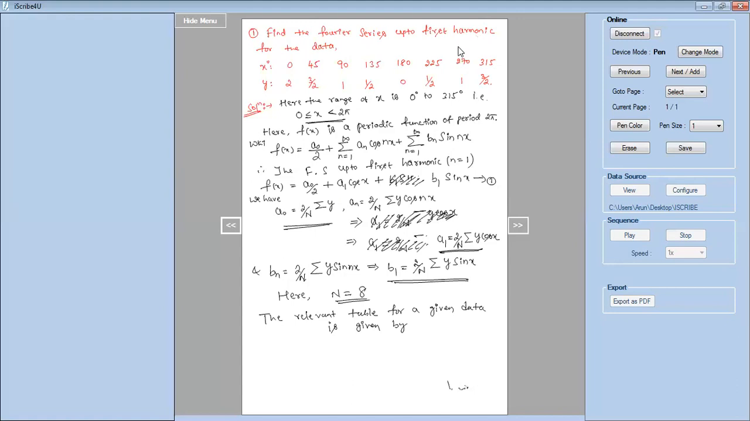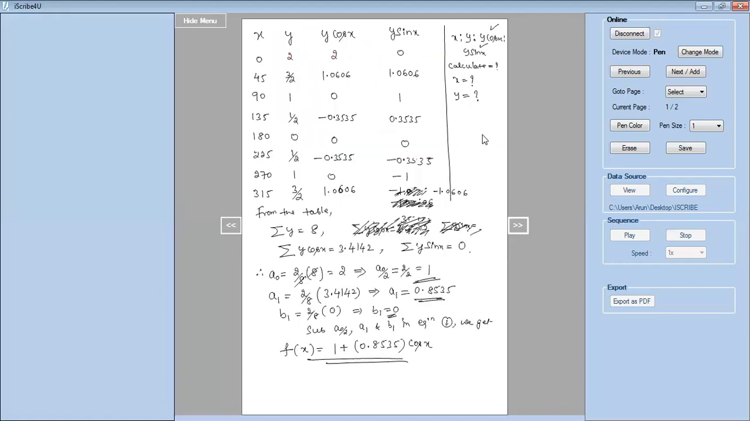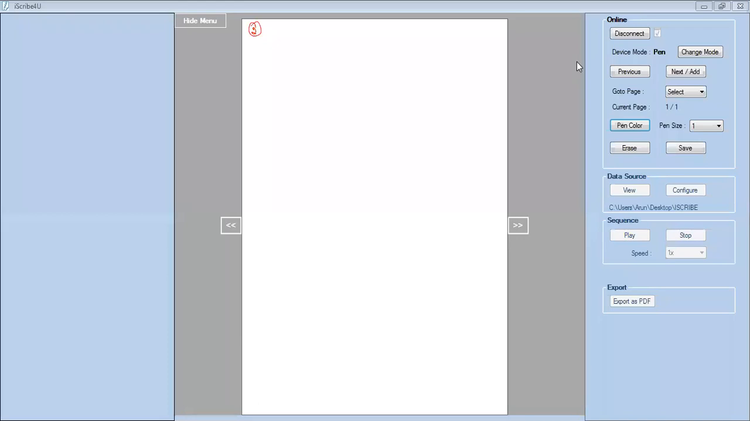So in the second problem, I am going to explain how to find a Fourier series up to second harmonics. Second harmonics means another 2 terms extra will come, and again in the table 2 more columns extra. But the procedure is the same. So you can apply this procedure to find the Fourier series of any problem in case of harmonic analysis. Now we start the second problem on harmonic analysis.